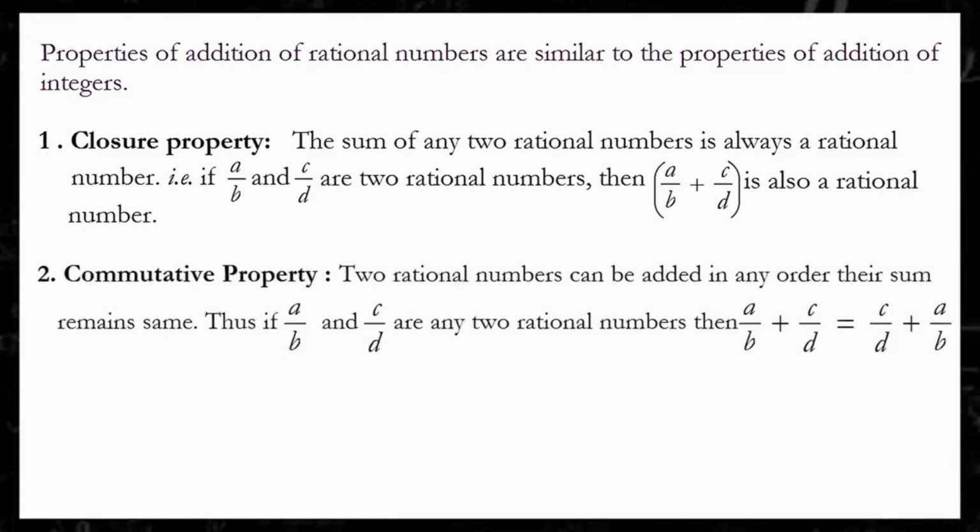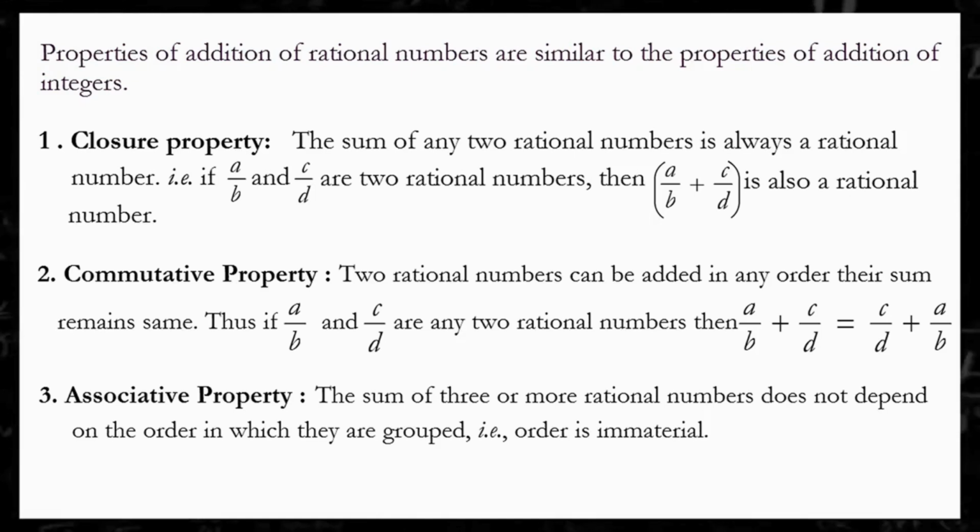2. Commutative property. Two rational numbers can be added in any order. Their sum remains same. Thus, if a by b and c by d are any two rational numbers, then a by b plus c by d is equal to c by d plus a by b.